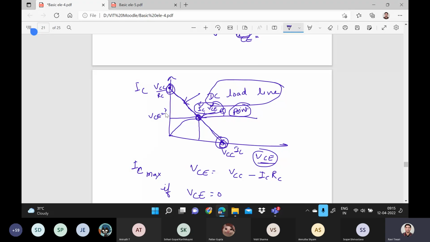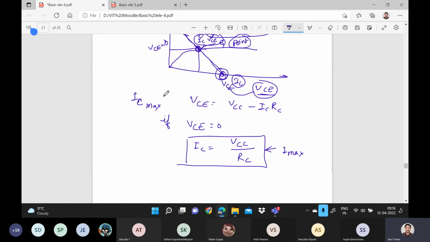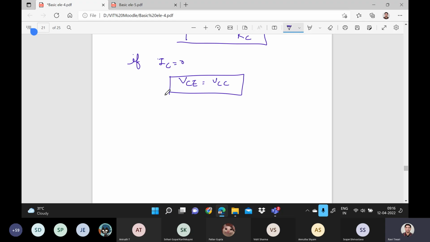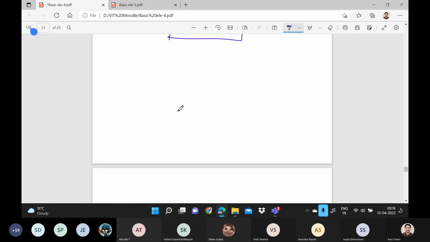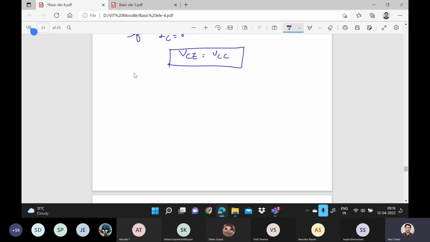How will you calculate this Q point? When your VCE is equal to 0, you will get the value of IC, and when IC is equal to 0, you will get the value of VCE. If you connect them with a straight line, where it cuts, you will get the Q point. Okay. Now, how will you solve the numericals? Let's see. First, you solve some easy questions.